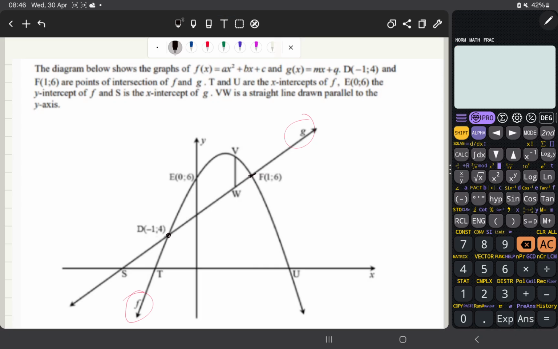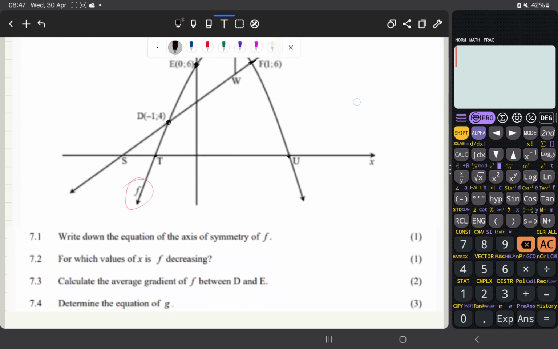Then T and U, they are x-intercepts. Okay, cool. So we have T and U right here. We also have E, the y-intercept of f, and we have S, which is the x-intercept of g. And we have VW, which is a straight line drawn parallel to the y-axis, and that's just it. This is just what we have. Let's see what the questions are going to ask us to do.